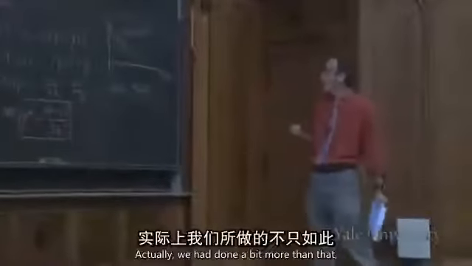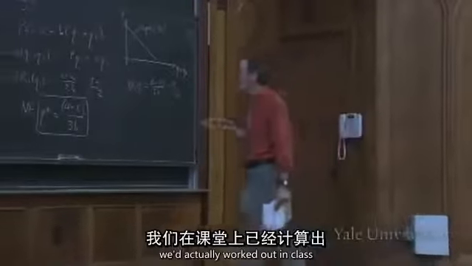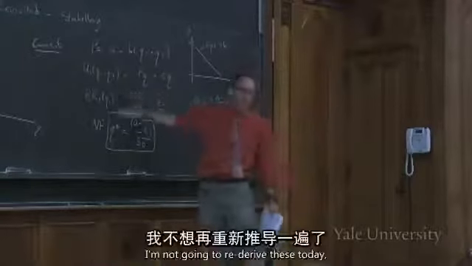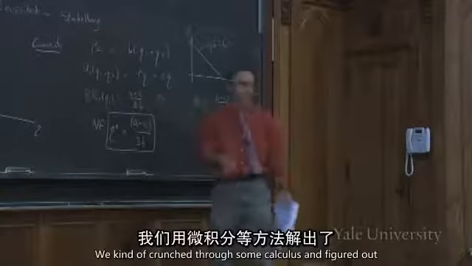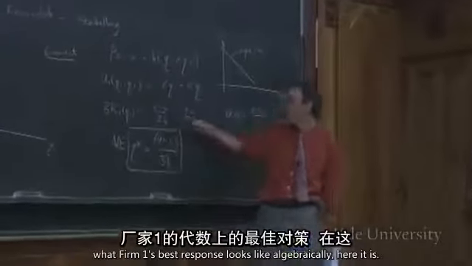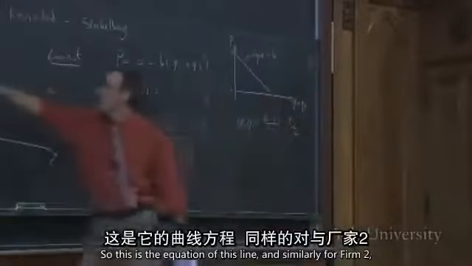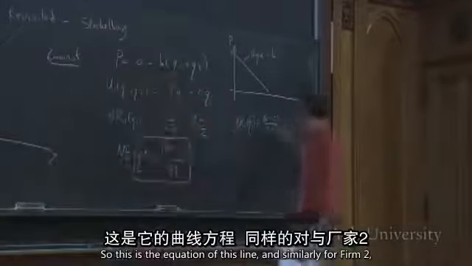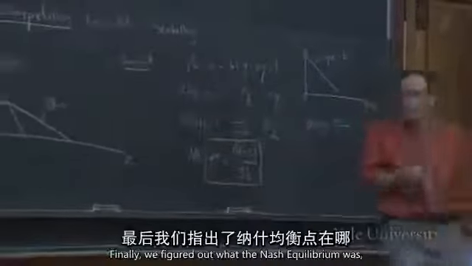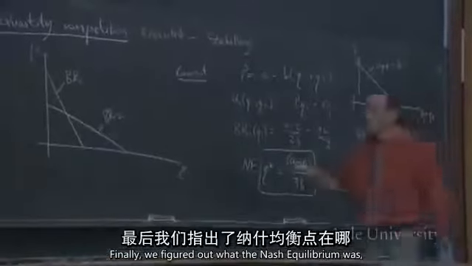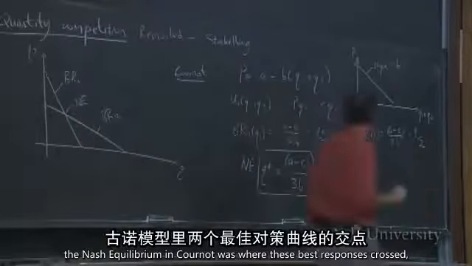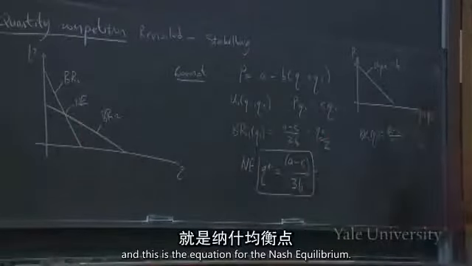Actually, we'd done a bit more than that. We'd worked out in class what the equations were for these best responses. I'm not going to rederive these today, but they're somewhere in your notes. We crunched through some calculus and figured out what firm 1's best response looks like algebraically. Here it is, the equation of this line, and similarly for firm 2. Finally, we figured out what the Nash equilibrium was. The Nash equilibrium in Cournot was where these best responses crossed, and this is the equation for the Nash equilibrium.